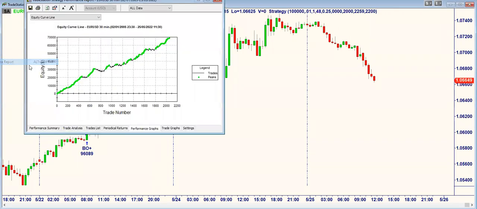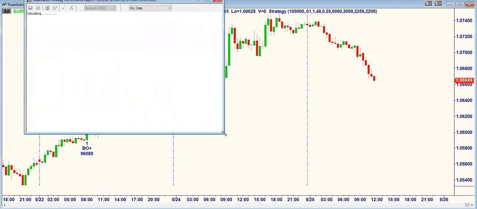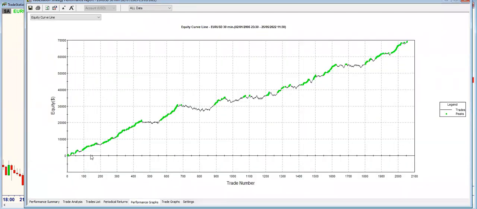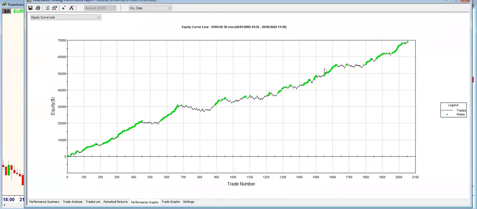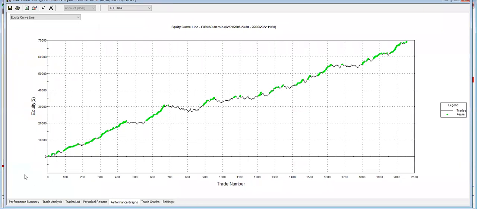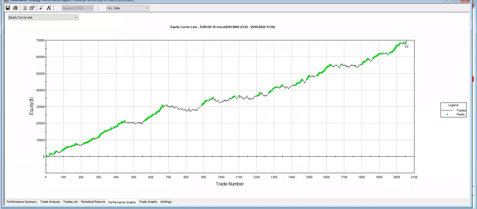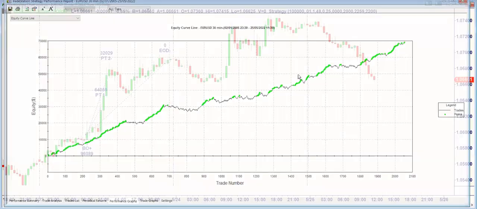And that left the equity curve for the strategy looking like this. You can see this goes back to 2005. A nice upwardly rising equity curve for euro dollar Tripwire, and recently posting new all-time highs for the system.